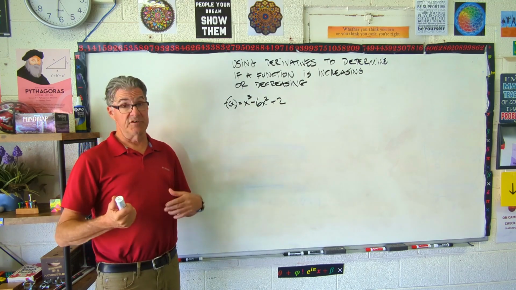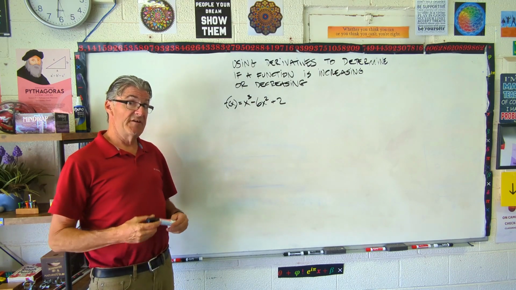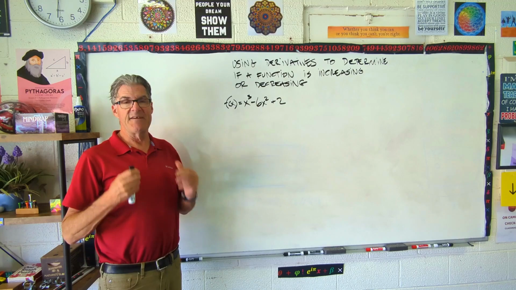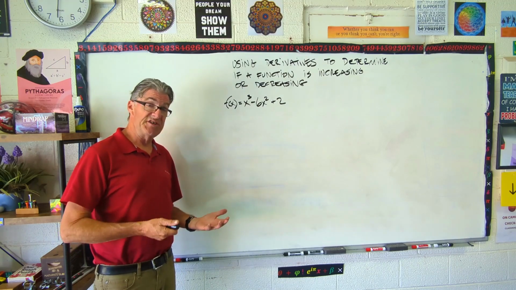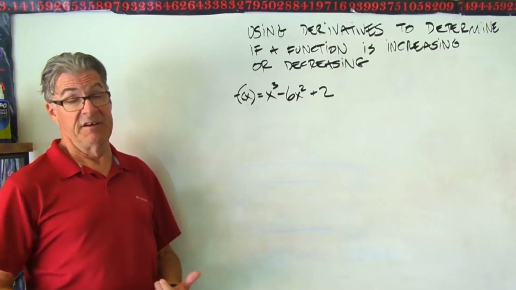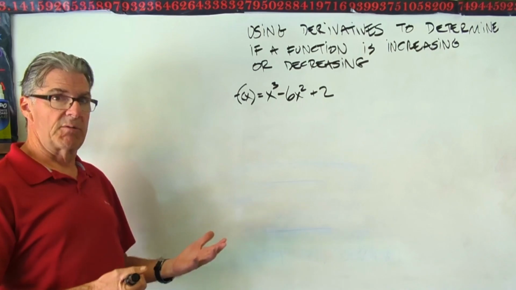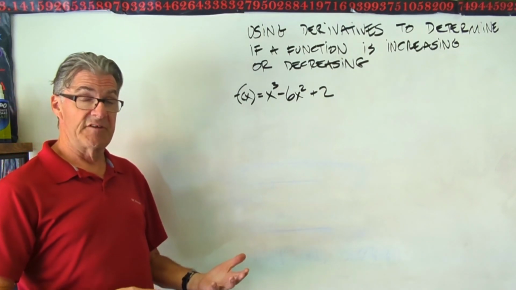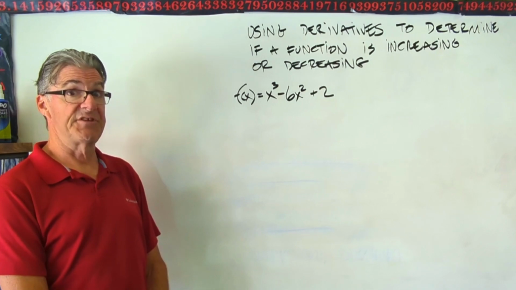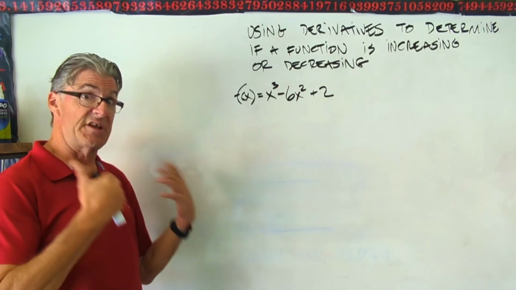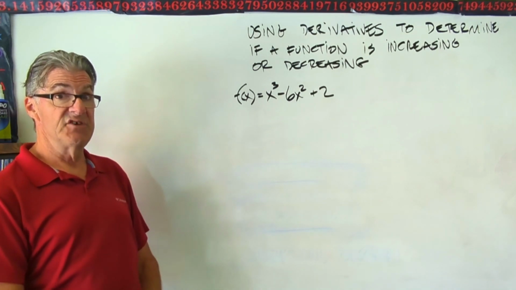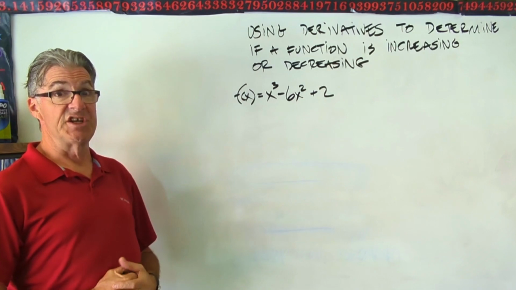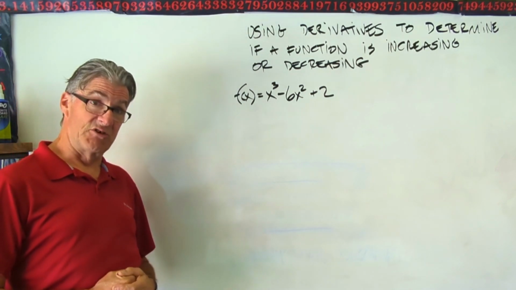Today's lesson covers how to use the first derivative of a function to determine if that function's graph is increasing or decreasing. This begins a section where we're going to use graphical interpretations of derivatives to tell us things that are going on with the graph. So the first lesson in this series deals with determining whether a function is increasing or decreasing.